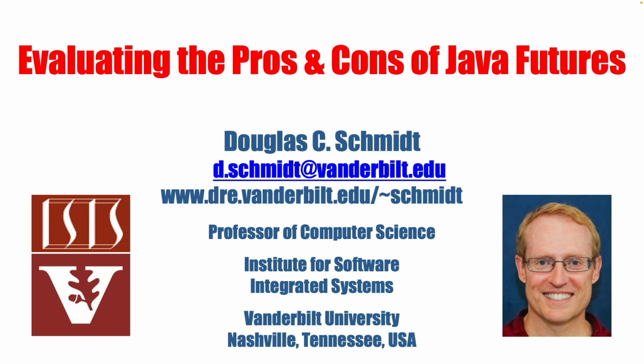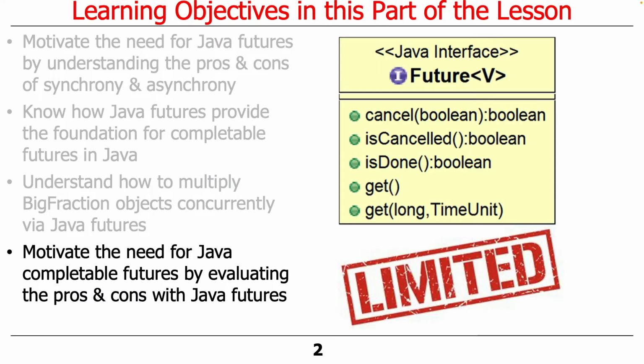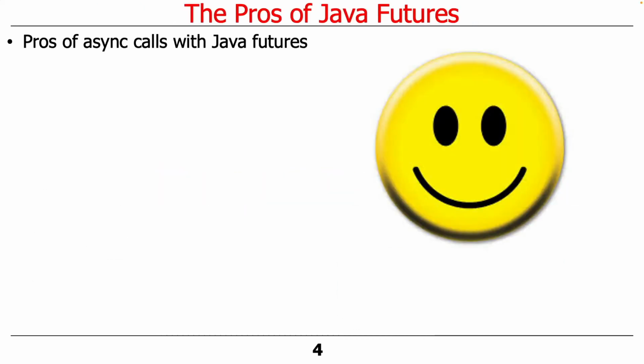So now that you've had a chance to see how to visualize Java futures and how to program Java futures, let's take a look at the pros and cons of using Java futures as an asynchronous computation mechanism. And we'll see that there's some good things and a bunch of things that are problems, drawbacks, limitations. So let's start out with the good stuff.